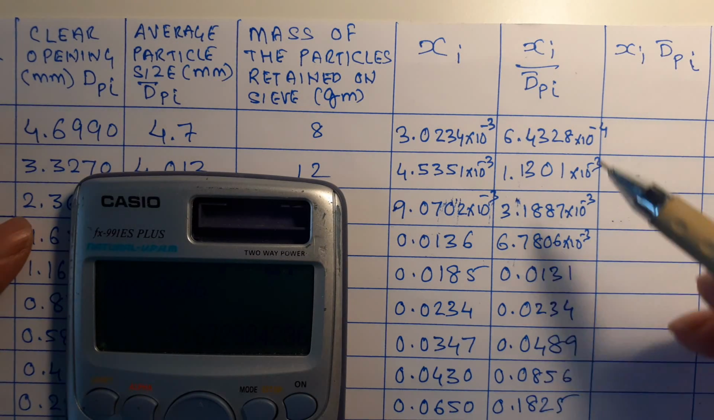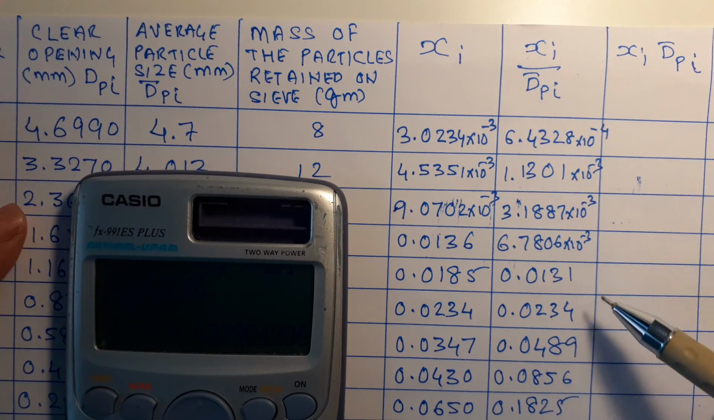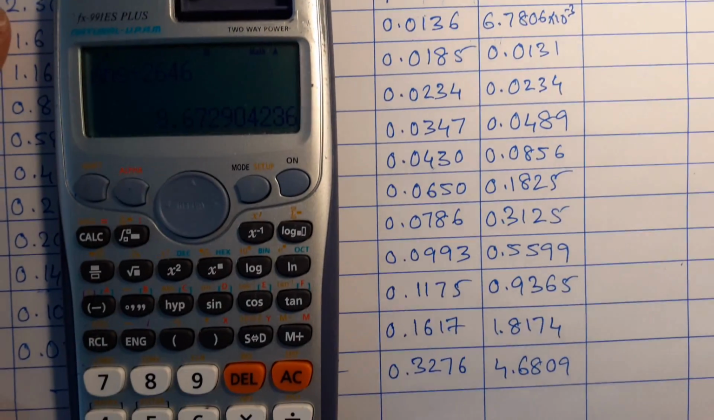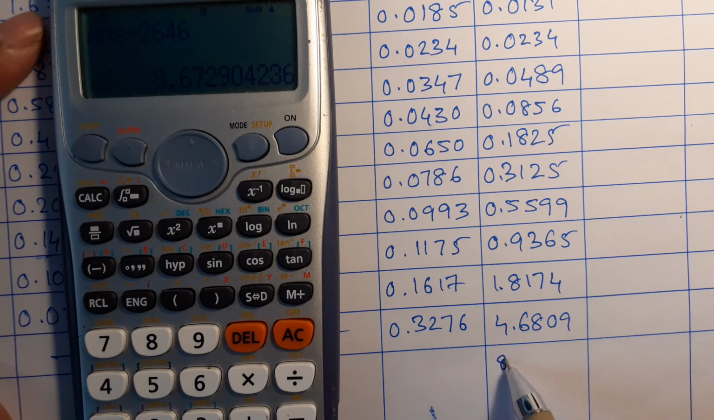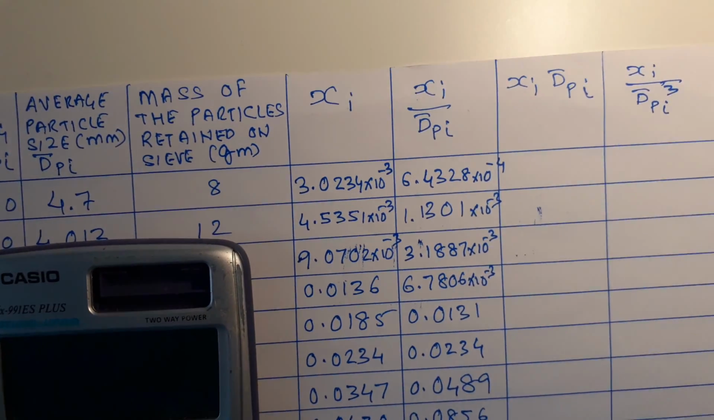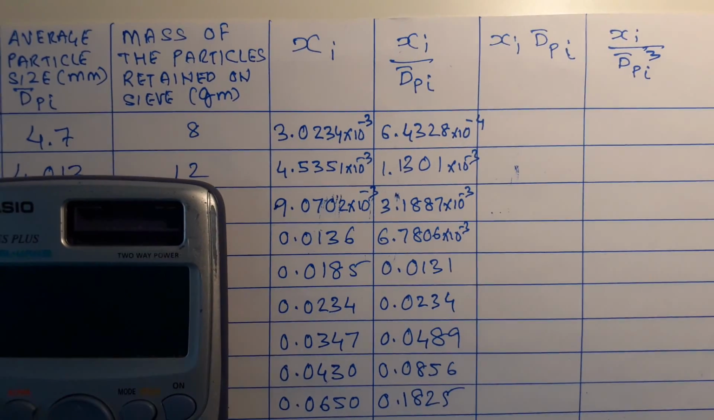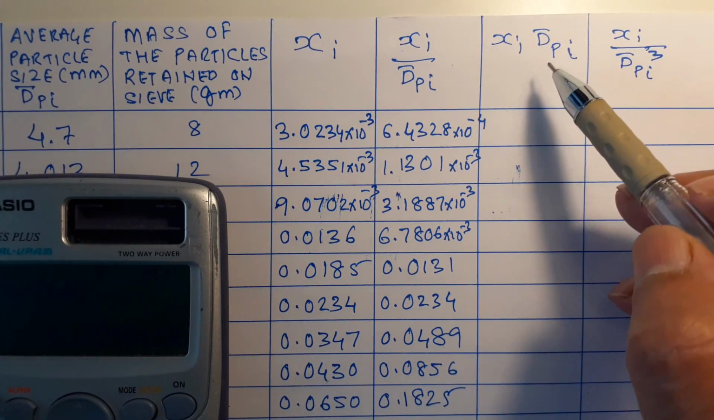So I have filled this entire column xi by d bar pa. These are the values, and if you add all those values we get 8.6729.